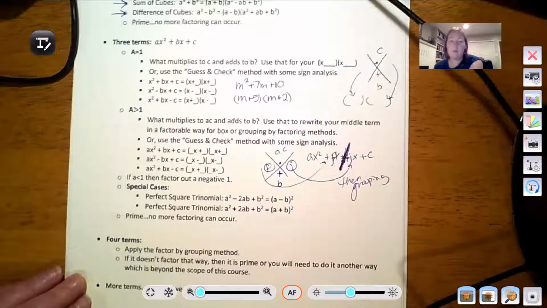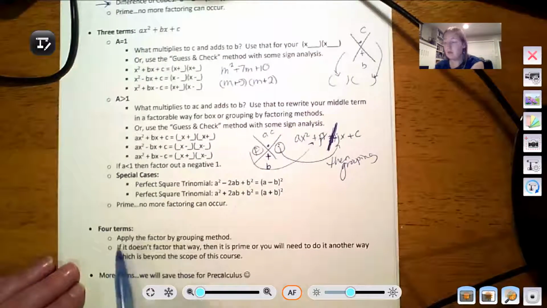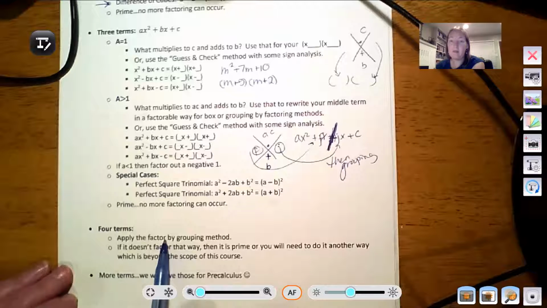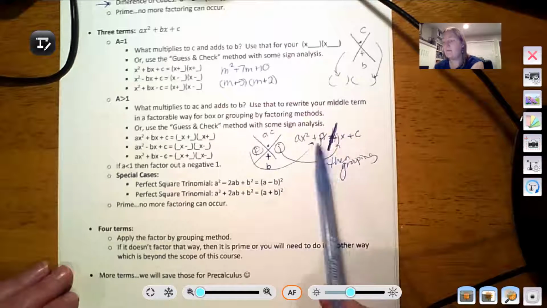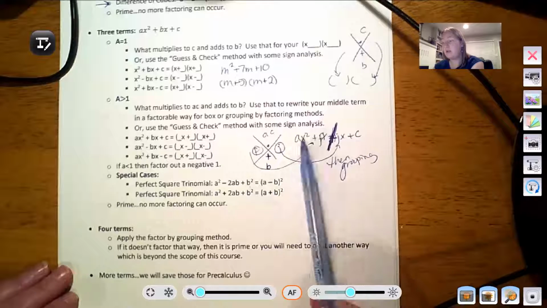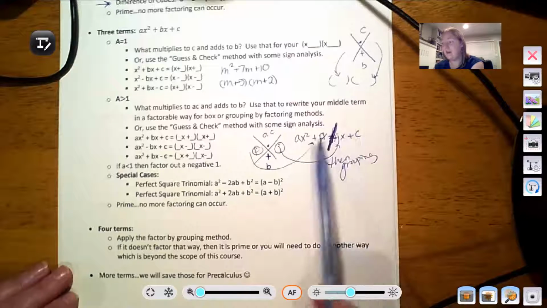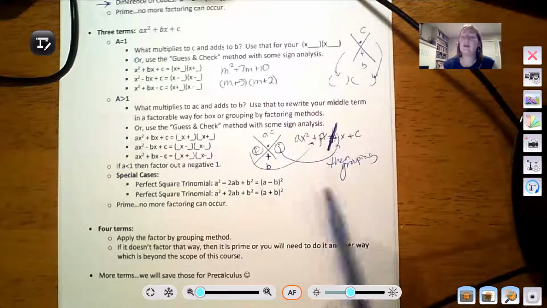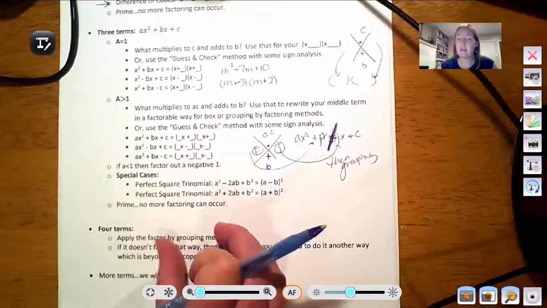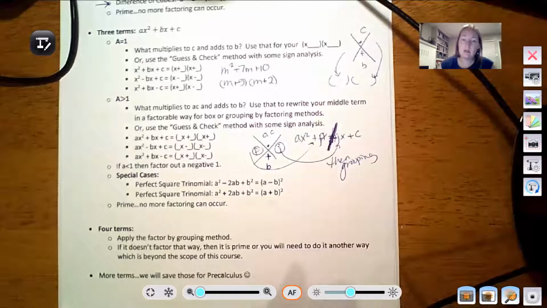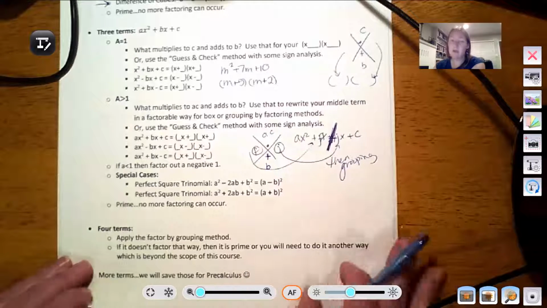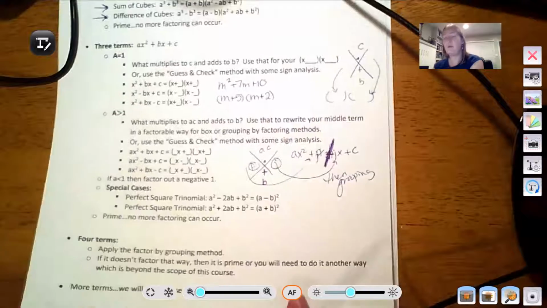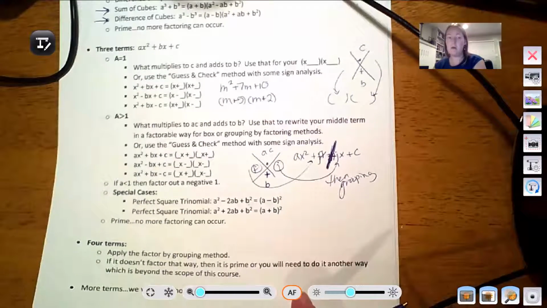Lastly, in this course, we do things with 4 terms, and we do that by the grouping method, which is where you cut it in half, factor each half. Generally, putting it in standard form is a good idea. Cut it in half, factor each half. If you factor it completely and there is a common factor, you can factor out the common factor and then have your leftovers. And if it cannot be done that way, then you'll learn how to do those in pre-calculus. But you won't be dealing with that in this course.